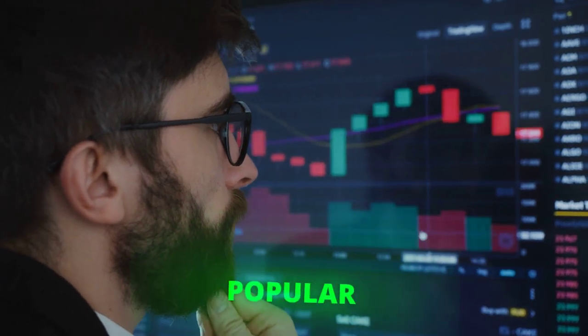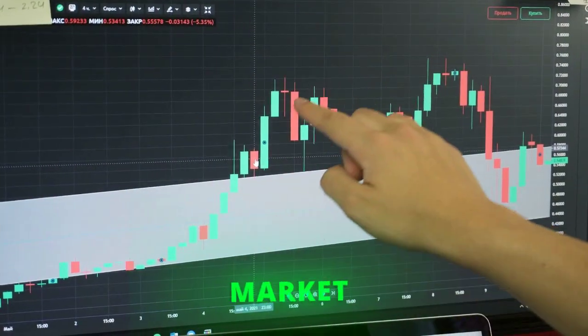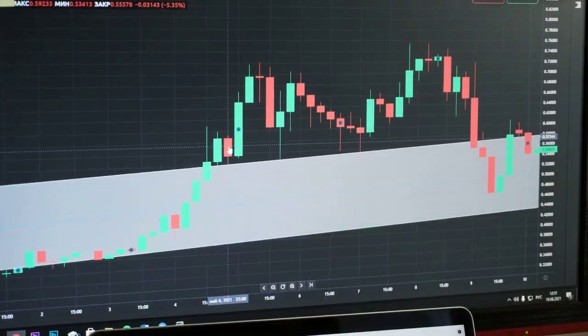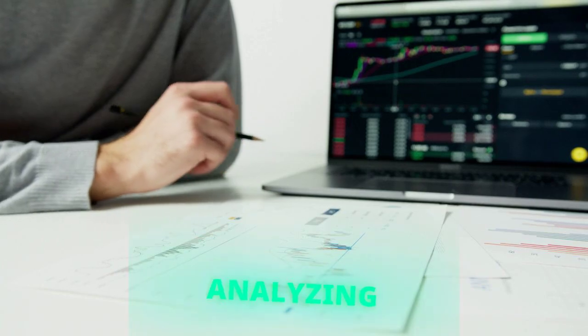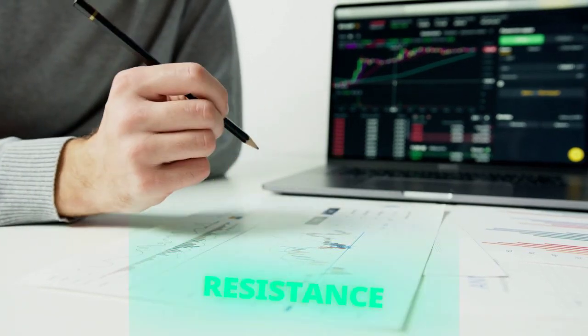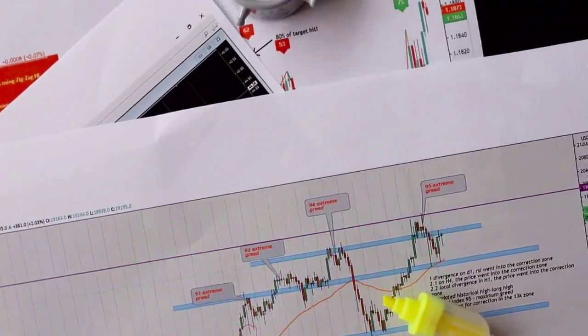Price action trading is a popular strategy in binary options trading that relies on interpreting and predicting market movements based on historical price data, without using complex indicators. This strategy involves analyzing candlestick patterns, support and resistance levels, trend lines, and chart patterns to make informed trading decisions.